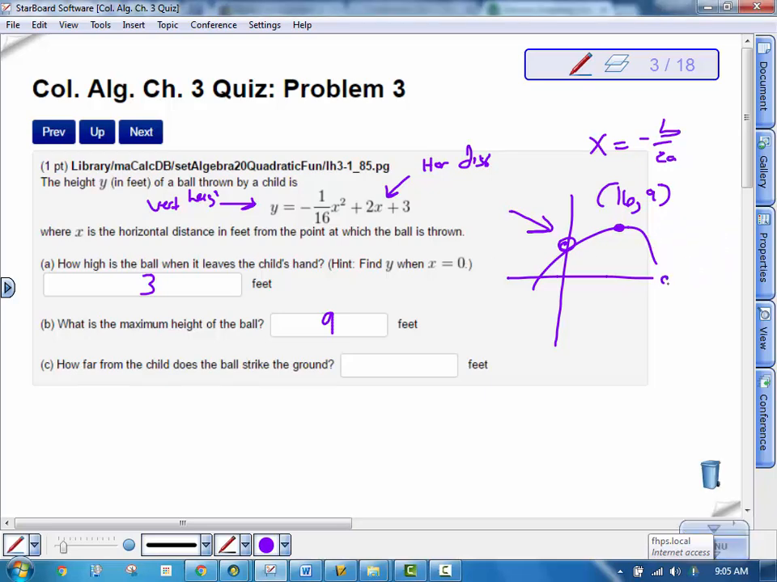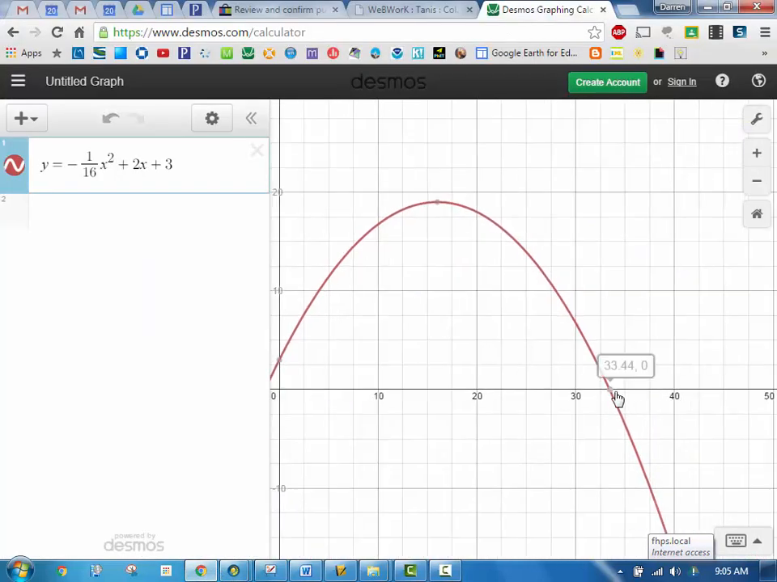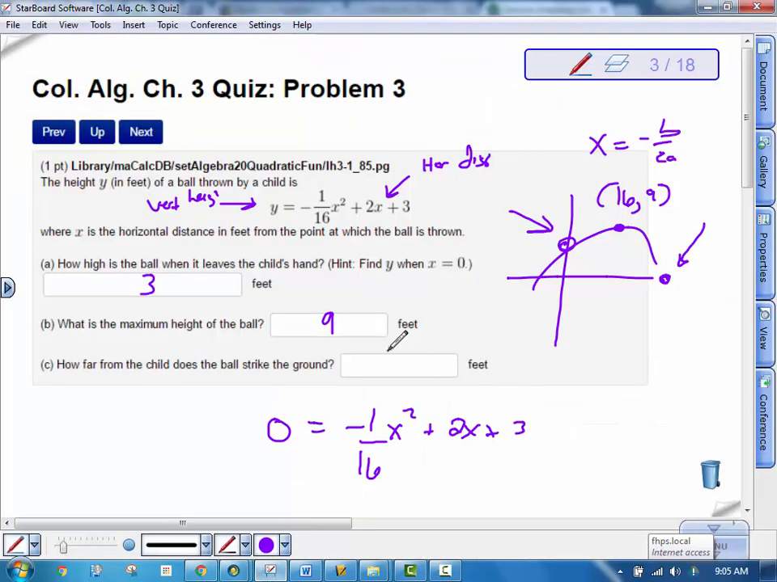And then how far does it travel before it strikes the ground? Well, that would be the x-intercept. I can get that by setting y equal to 0 and solving this equation using the quadratic formula. Or I can get that from Desmos with the graph, so that's what I'll do. It's a little quicker. So I'll get it right here. Just 33.44 feet.